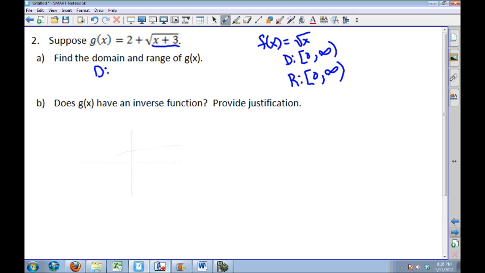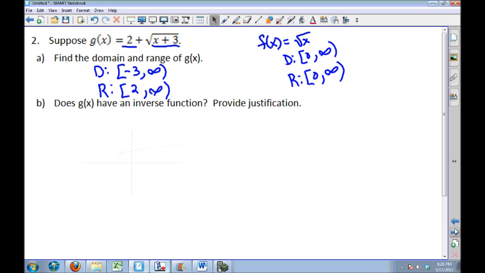So here I have a shift 3 units to the left. So my domain will shift 3 units to the left. Similarly, I am adding 2 in the y direction, so my range will shift up 2 units. So it will now be 2 to infinity. So there's the domain and range for my function.